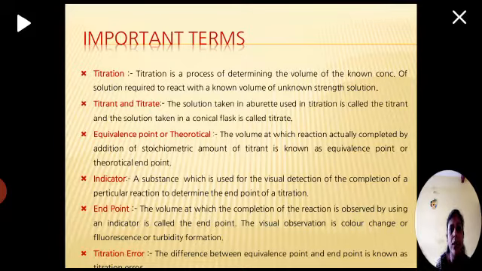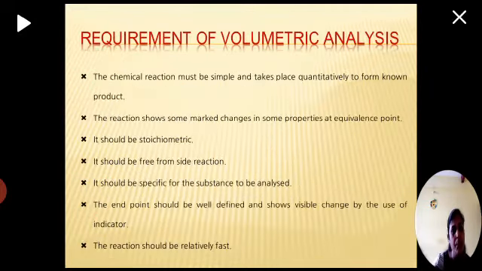Then comes end point: the volume at which the completion of the reaction is observed by using an indicator is called the end point. It can be observed by the change of color or fluorescence or turbidity formation. While doing volumetric analysis, there may come a titration error, and the difference between the equivalence point and the end point is known as the titration error. While doing volumetric analysis, there are some requirements of some conditions.